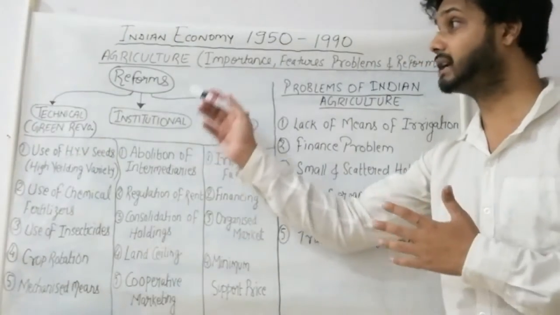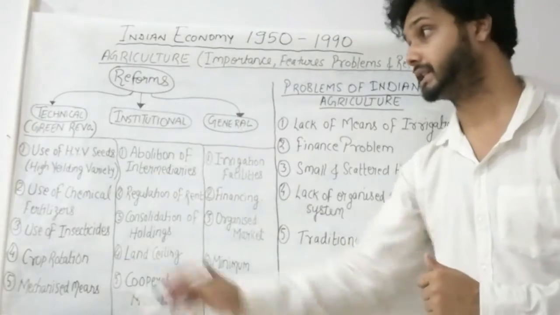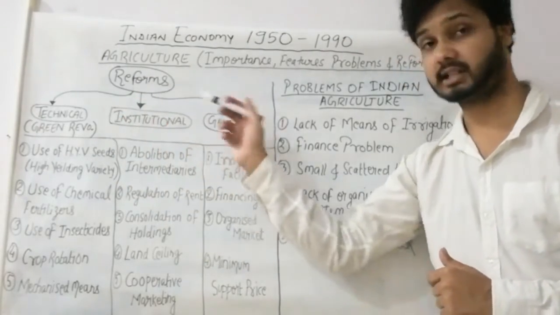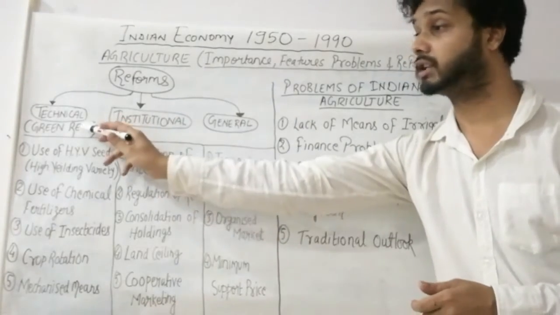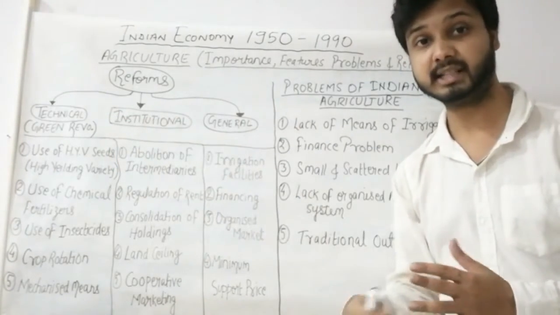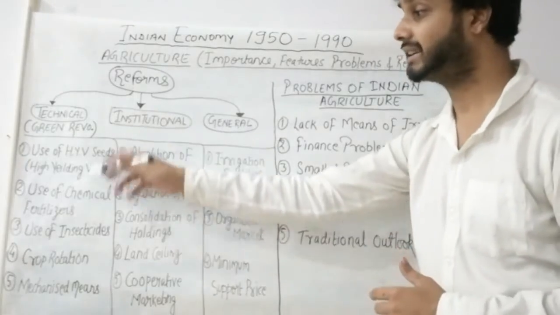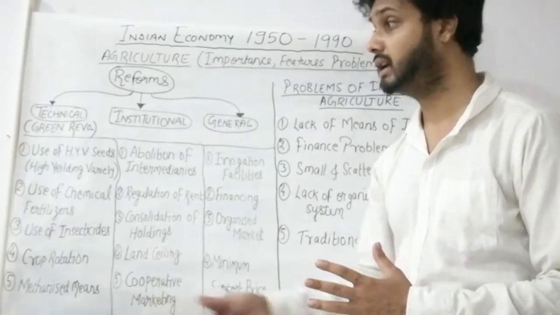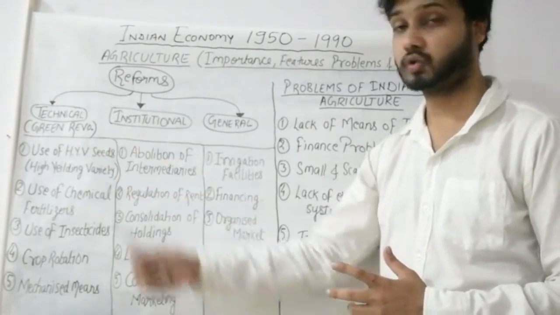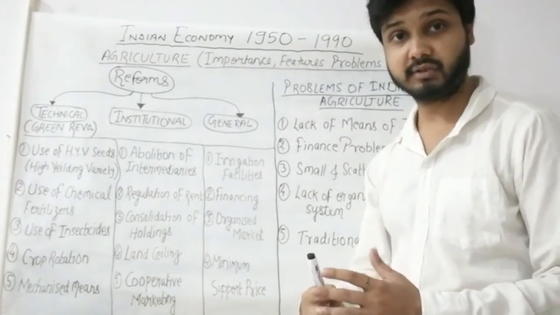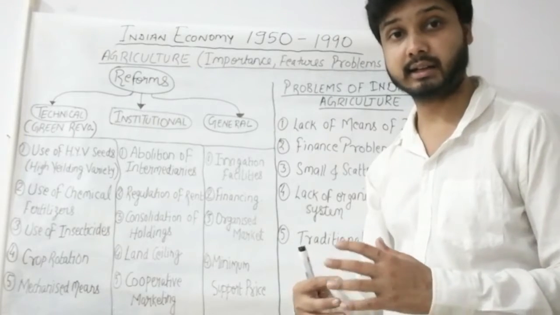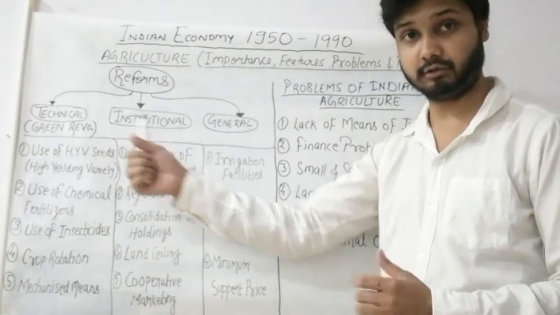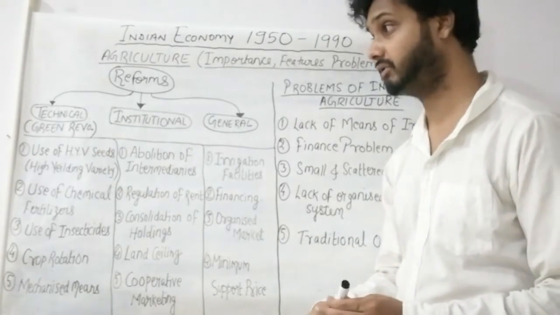The reforms in the agricultural field were of three types: technical reforms, institutional reforms, and general reforms. The first one is technical reforms. Technical here means change in technique. These technical reforms led to a sudden increase in production, and that's why it is also known as Green Revolution. The phase where agricultural production suddenly increased to a great extent was known as Green Revolution. It was around the year 1965.